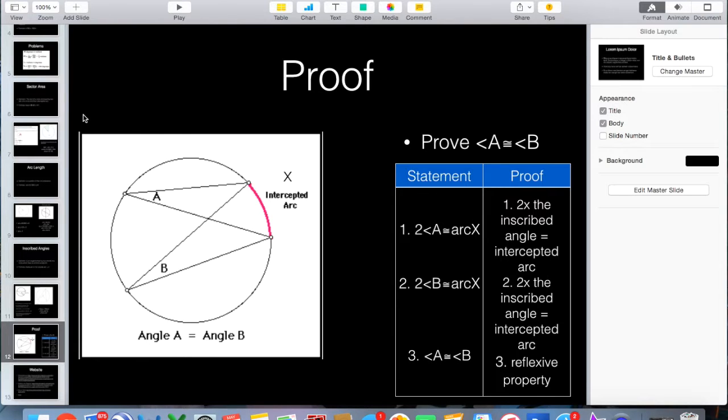And now for my proof. So I'm trying to prove that angle A is equal to angle B. So my statement is angle A is equal to arc X. And to prove it, I have 2x is the inscribed angle, and it equals the intercepted arc. Now my second statement is angle B is equal to arc X. And the same proof as the first one is 2x, the inscribed angle, is equal to the intercepted arc. So now we know that angle A is equal to angle B because of reflexive property.